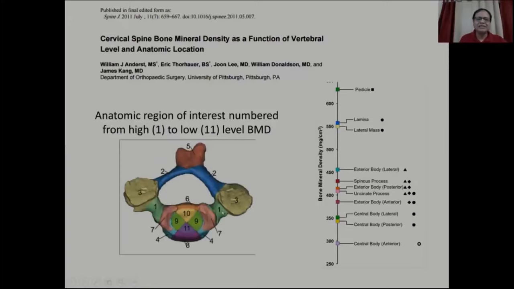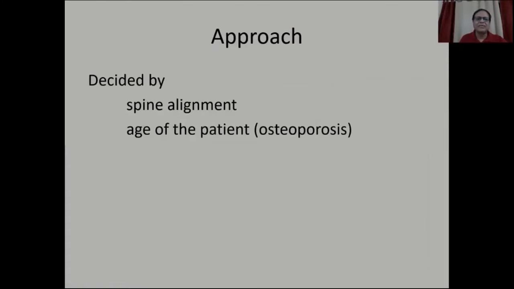The highest density in the elderly was in the pedicle, followed by the lamina, followed by the lateral mass. And the least density was in the anterior part of the body. Hence, implant failure, late pseudoarthrosis, everything was higher in the anterior. So if one believes this concept, probably posterior is better for a lower implant failure rate. Keeping this in mind, in an old elderly patient who is osteoporotic, posterior is better.